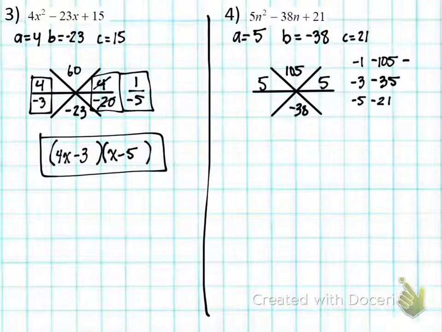Because we know this one's negative 106. That doesn't work. This one is negative 38. There it is, right? The next one doesn't work because it's negative 26. So we're going to use negative 38. So we're going to use negative 3, negative 35.